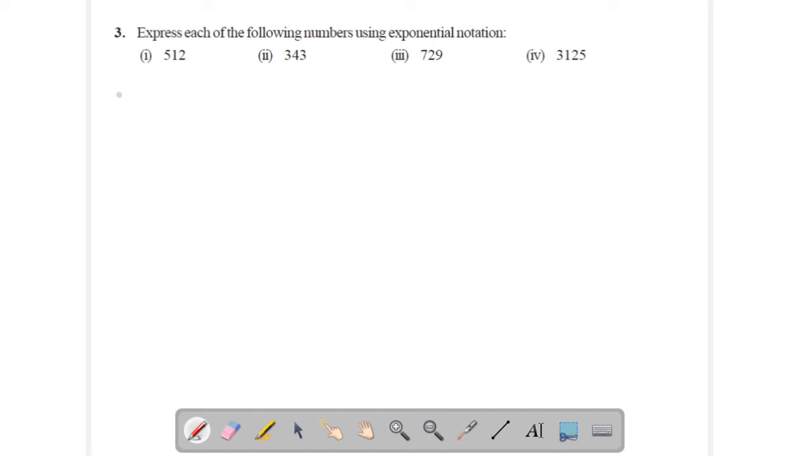Now come to fourth part. 3125. Now find prime factors of 3125. It is divisible by 5. Divided by 5, what will you get? 625. Again it is divisible by 5. Divided by 5, you will get 125.